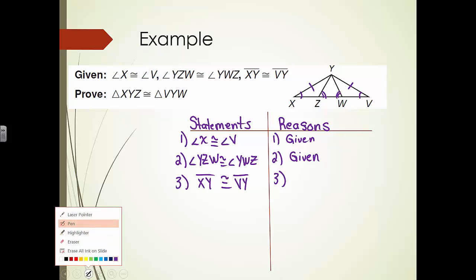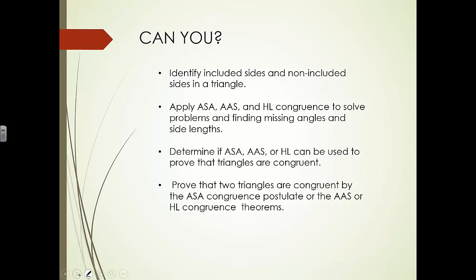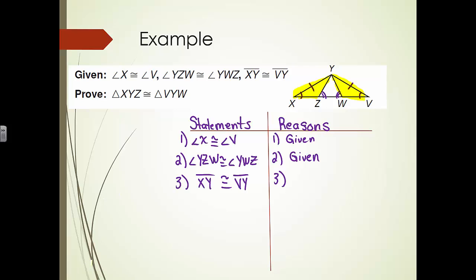And I'm trying to prove that triangle, let me get my highlighter here. Trying to prove that triangle XYZ is congruent to VYW. We're trying to prove that those two are congruent. All right, so I think I see what I need to do here.